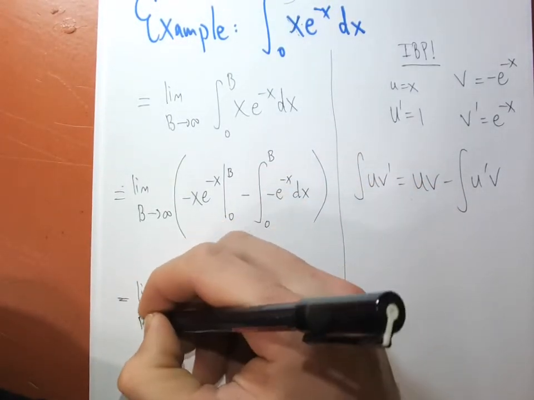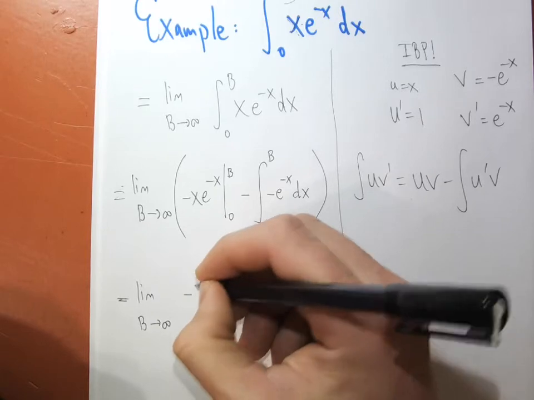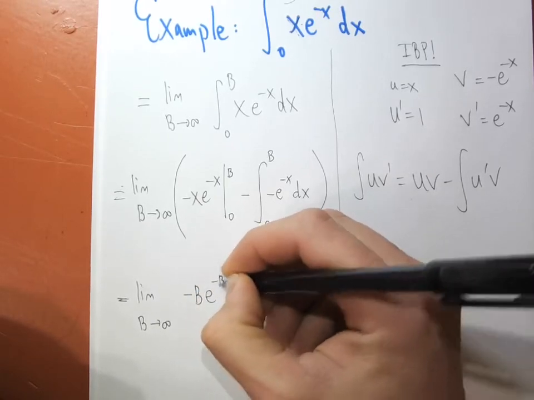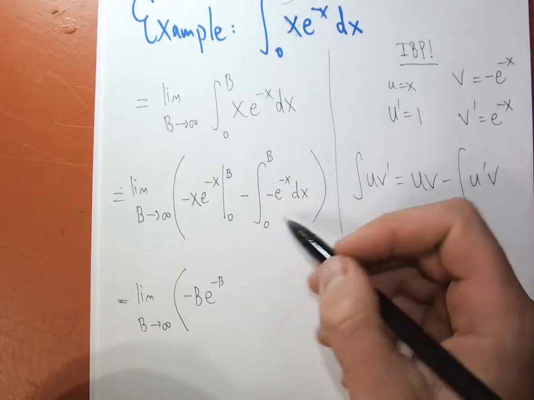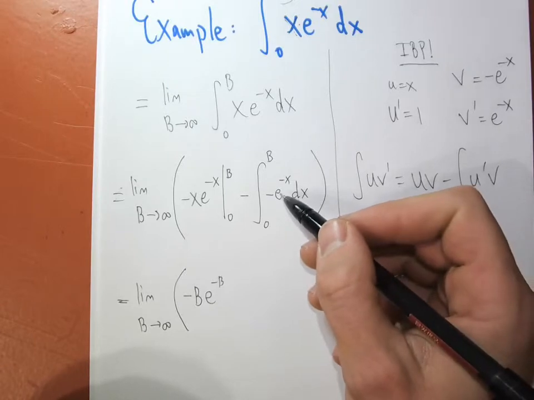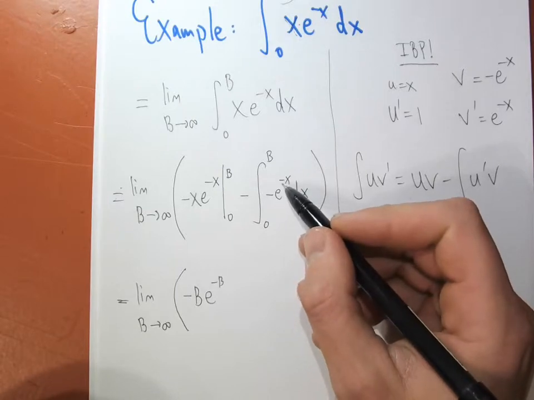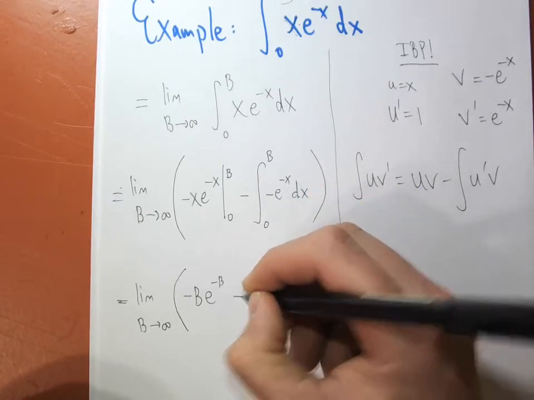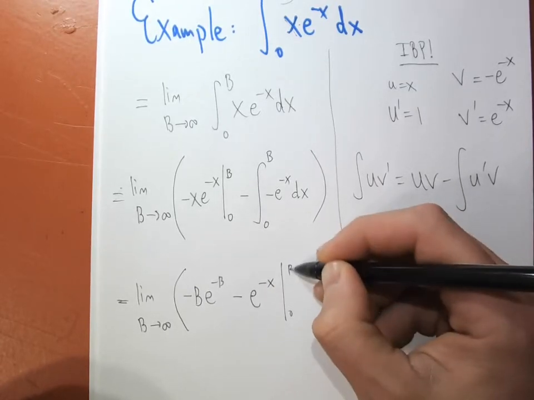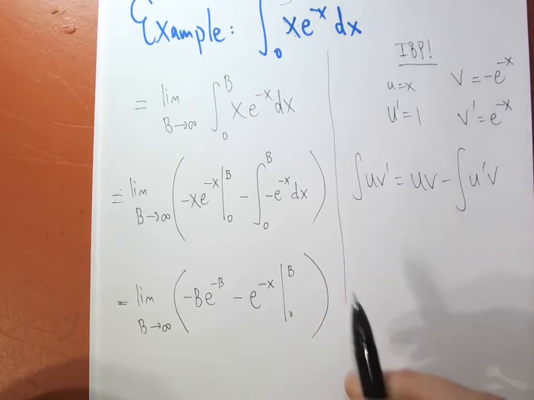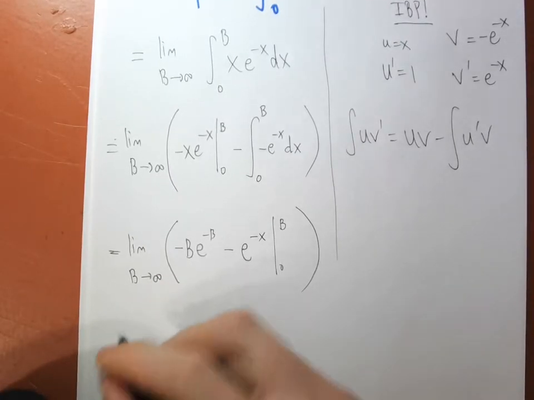So next step, I'll plug in b into here. So I have negative b e to the minus b. When I plug in 0, I just get 0, so I can ignore that term. Okay, now here, I need an antiderivative. Antiderivative of minus e to the minus x is just e to the minus x. So I get minus e to the minus x between 0 and b. Confusing because there's a lot of minus signs. Check it, I do not think I made a mistake.